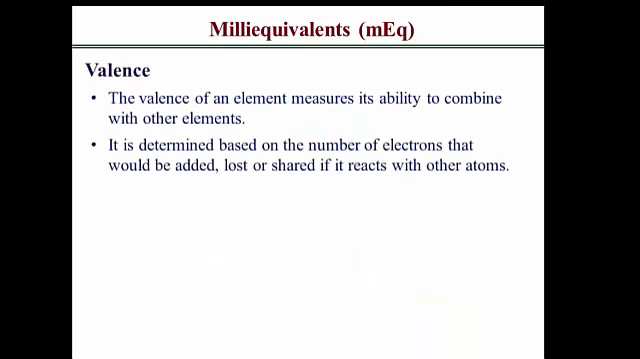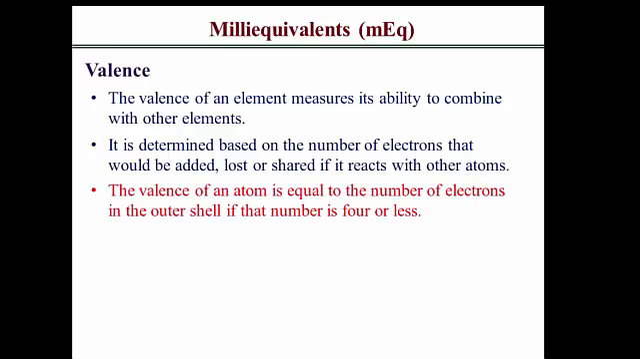The next concept is to refresh our mind on valence. Okay, so when you're talking about the valence, you're basically trying to measure the ability of an element to combine with other elements. And it is determined based on the number of electrons that will be added, lost, or shared if it reacts with other atoms. Okay, so without going too deeply into chemistry, I just want to show you how you can determine what the valence of an element or a compound is. So you have the 2 pieces that are really essential and pivotal for determining milliequivalents.